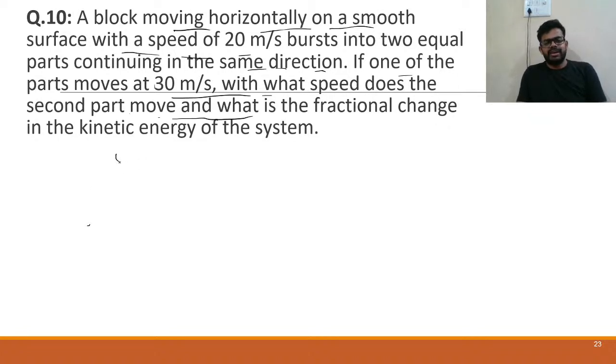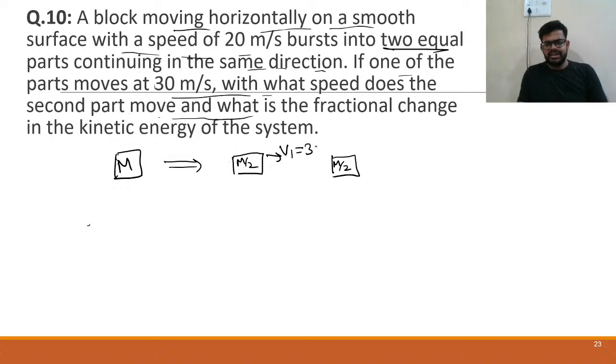So we need to find, let's say this is the one block. I am considering its mass is m, and it will burst into two equal parts. So this is first, this is second. Its mass is m by 2 and its mass is also m by 2. I am considering its velocity is v1, which is given as 30. The second velocity is v2, which I need to find, and the initial velocity is given as 20. So I will say initial momentum will be equal to final momentum.